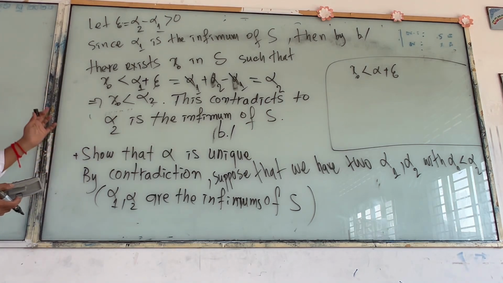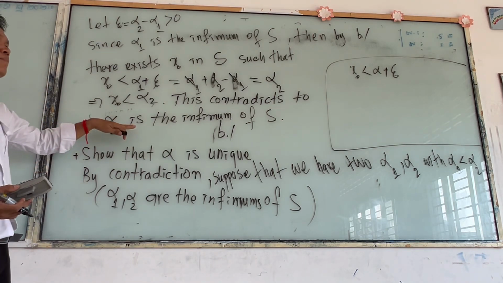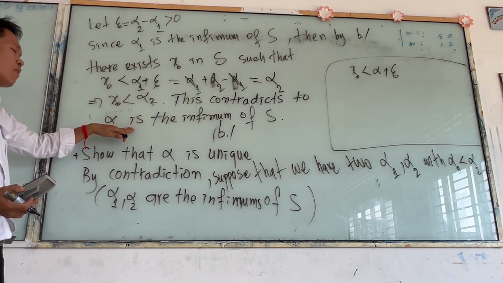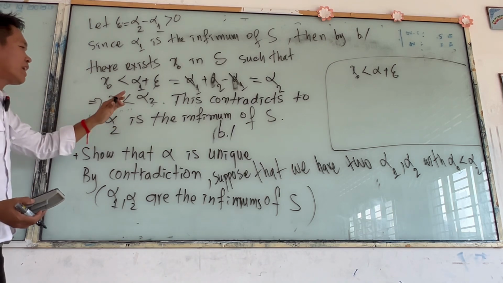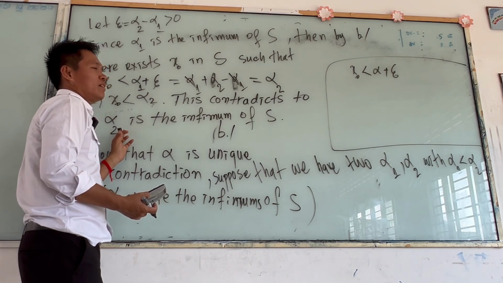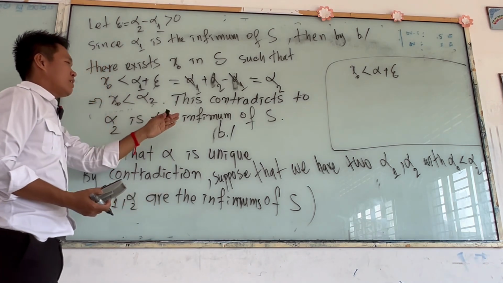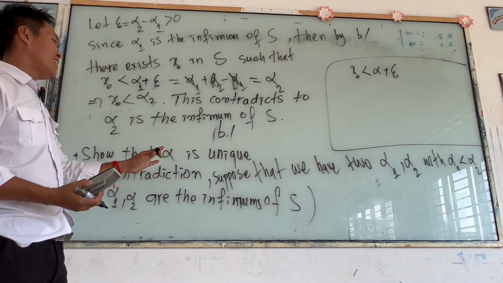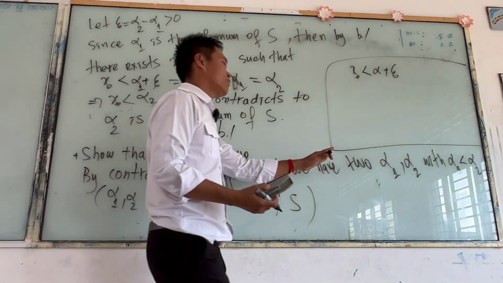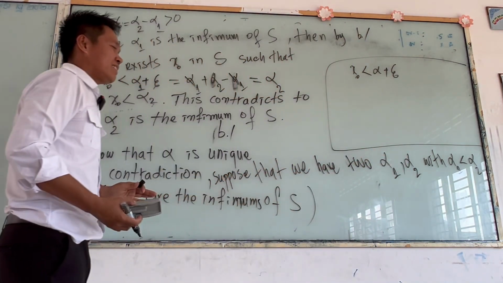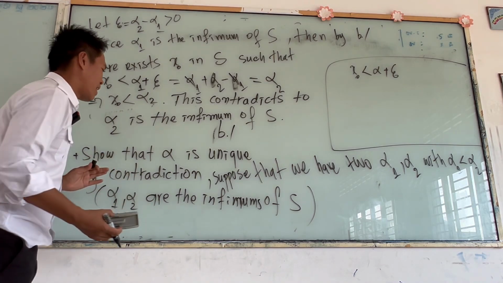And if this contradicts something that is a fact, then our supposition is not true. And what is our supposition? We supposed that there are two alpha, alpha 1 and alpha 2, that are the infimum of set S. Since something that we suppose is not true, it means that there is only one alpha, right?